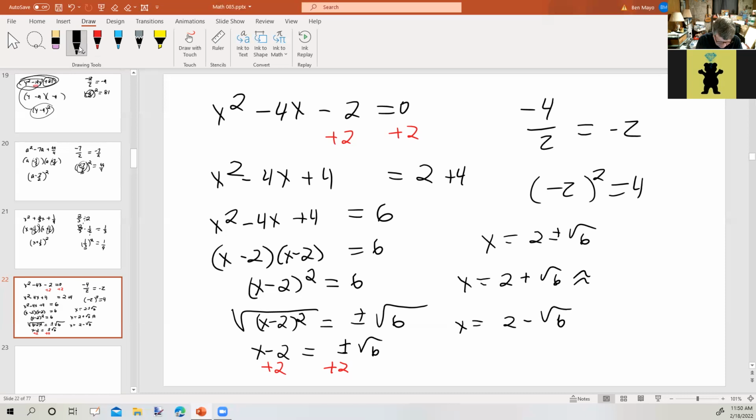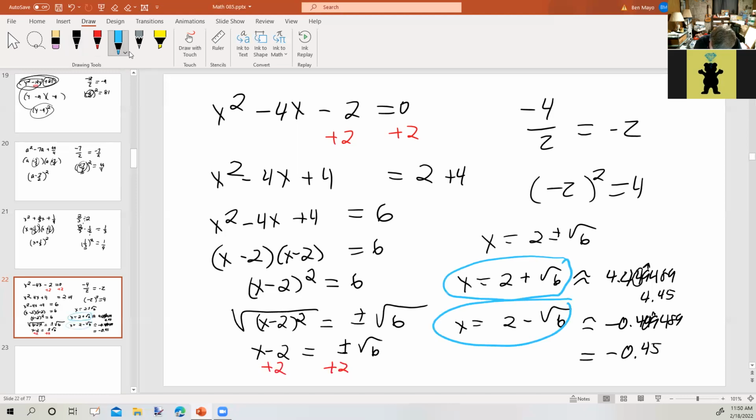So I get, let's see here, 2 plus the square root of 6. And I get 4.449489, et cetera, et cetera. So to the nearest hundredth, the 9 would round up, so it'd be 4.45. Now, the minus is going to be negative 0.449489, et cetera, et cetera. So again, I'm going to round up and get negative 0.45. So here are my exact solutions and the approximate solutions to the nearest hundredth.